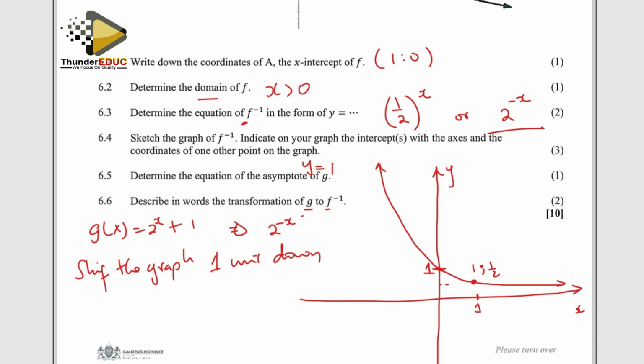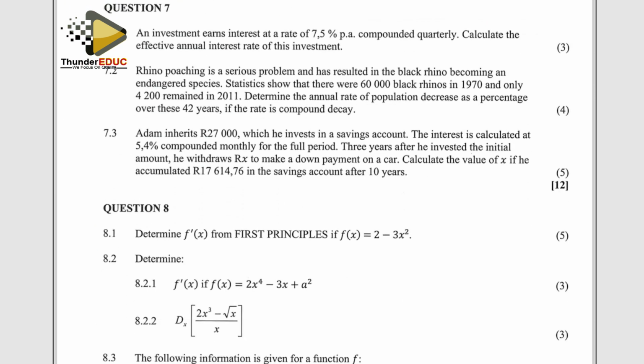Then the 1 falls away. And then reflect the graph about the y-axis, because when you reflect about the y-axis, the sign on the x must change. So even if they just tell us shift the graph 1 unit down, reflect the graph about the y-axis, you get your 2 marks for that. That is question number 6.